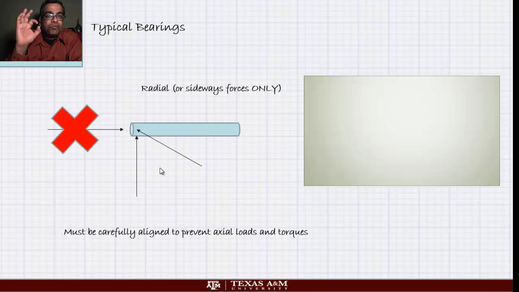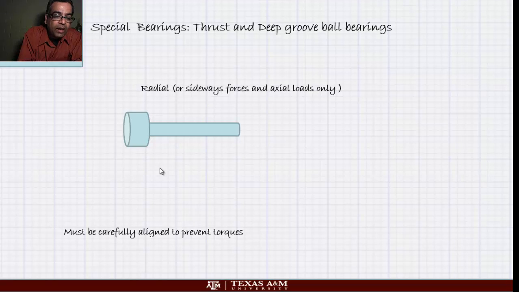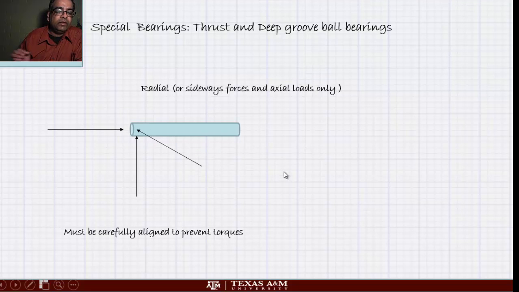Not only that, they have to be extremely carefully aligned so that you don't apply moments at the bearing. If there are moments at the bearing, the ball will wear out and you will get jammed. So typical bearings don't sustain any moments. They only allow forces perpendicular to the shaft. There's one special kind of bearing that allows forces parallel to the shaft. These things are called thrust bearings or deep groove ball bearings. And what happens there is they will have 3 forces. They will act somewhat like a ball joint.